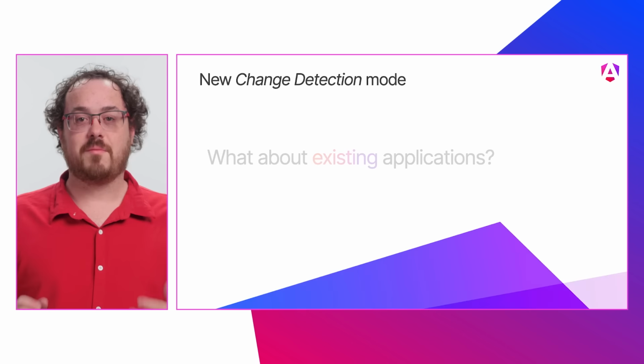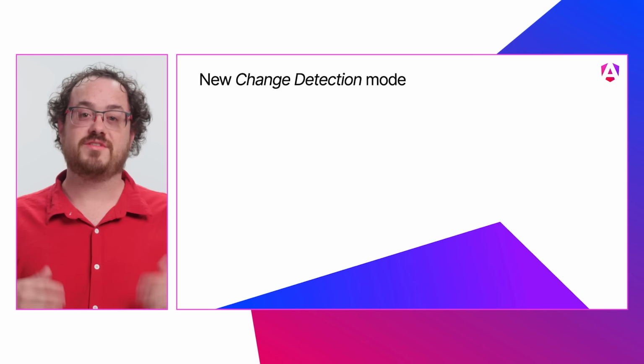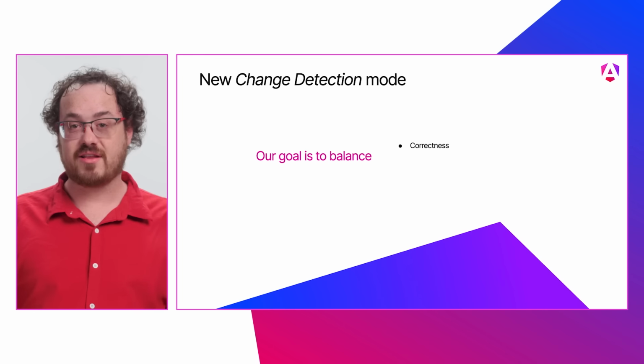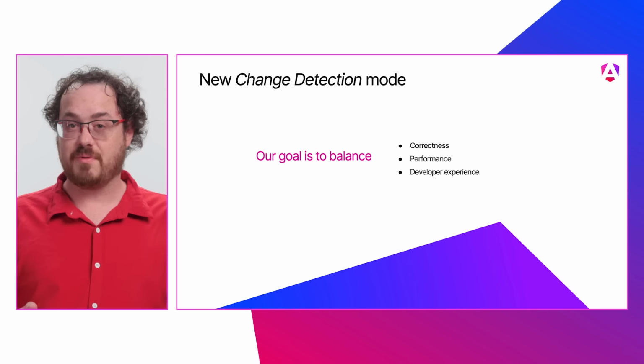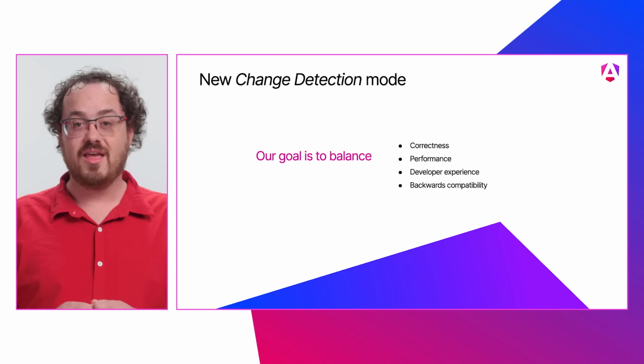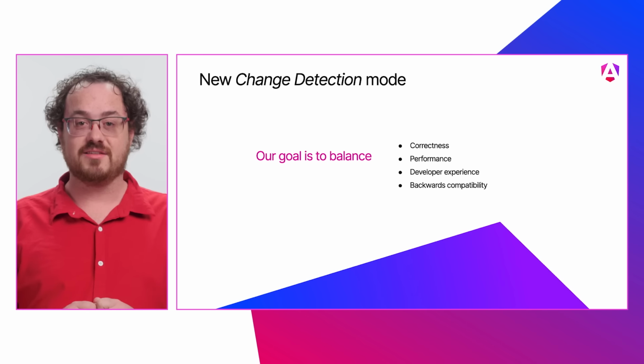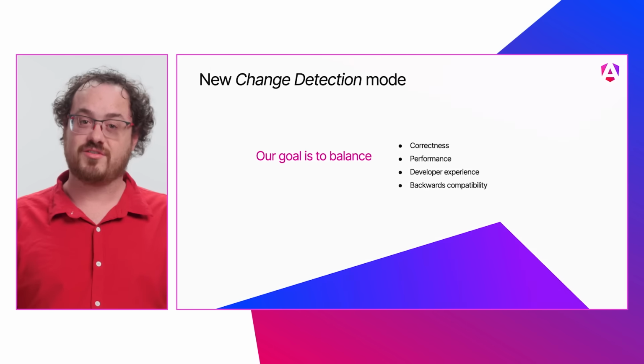For the past 6 months, we've been working towards this goal, building out a new mode for change detection that balances correctness, performance, developer experience, and backwards compatibility. Getting this right takes time, and we've been working with different applications at Google to experiment and test these ideas, some of which are already running in production.